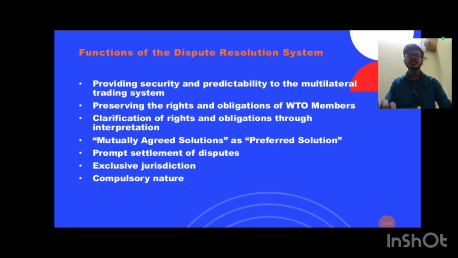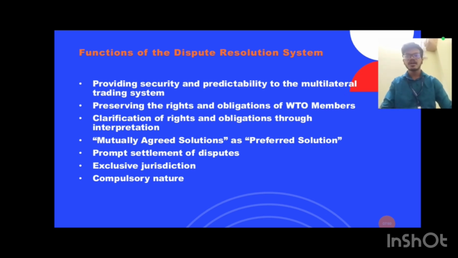The next function is the prompt settlement of disputes. The DSU emphasizes that prompt settlement of disputes is essential if the WTO is to function effectively and the balance of rights and obligations between the members is to be maintained. It is well known that to be achieved, justice must not only provide an equitable outcome but also be swift.